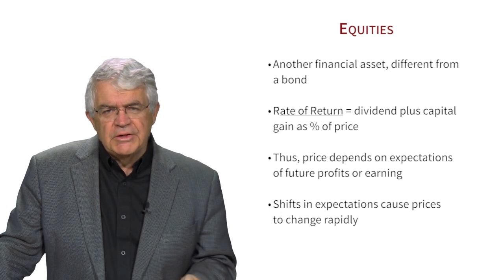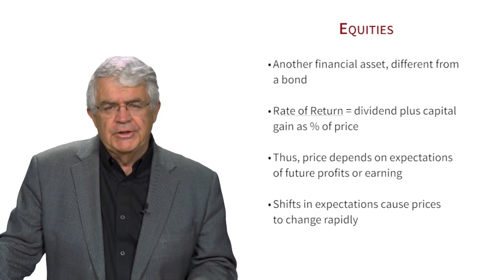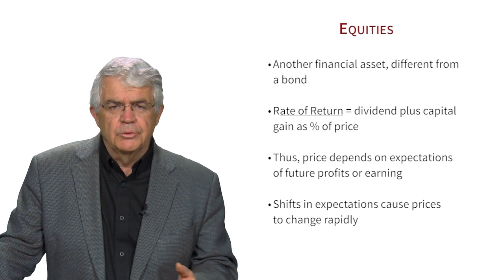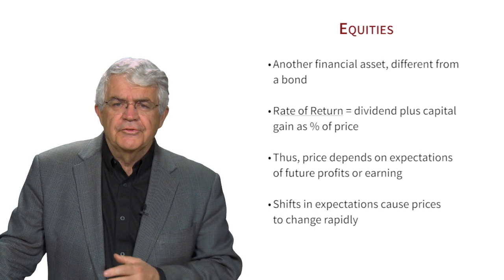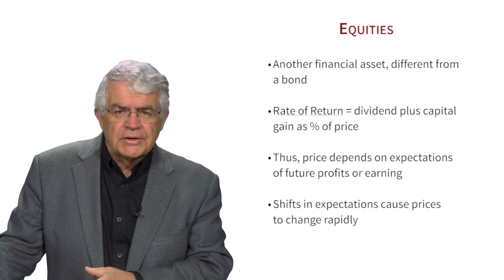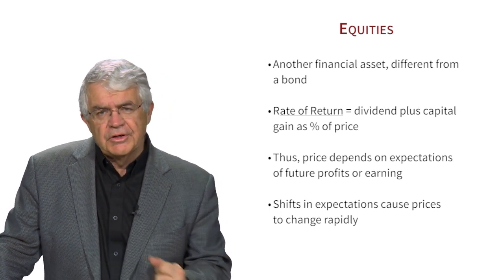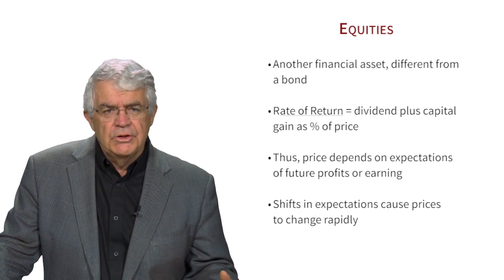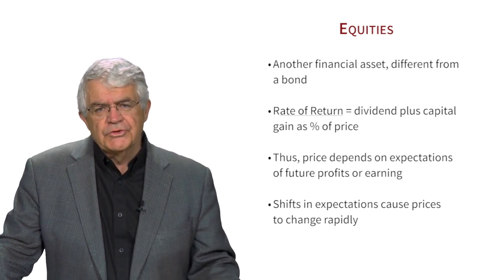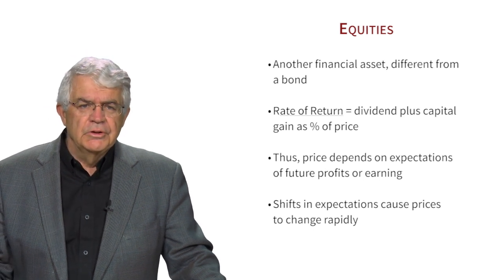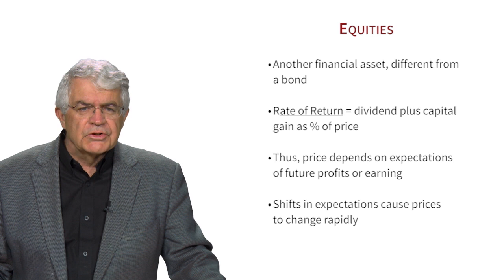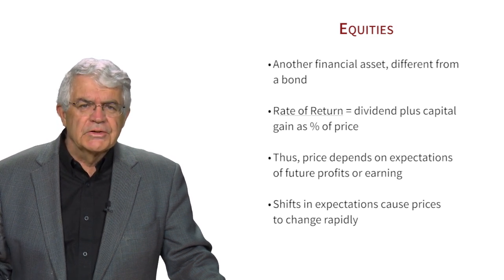And expectations of future profitability can depend on many things. The economy might look better or worse. That will change people's expectations of profits. People can say, oh, this firm has just invented a new product, and so that's going to make profits higher, the price should rise. So these shifts in expectations will cause the price of equity to change rapidly, depending on what news is coming in. It creates a lot of risk, and risk is another aspect of uncertainty that you have to think about when you price and think about equities, much like in the case of bonds.